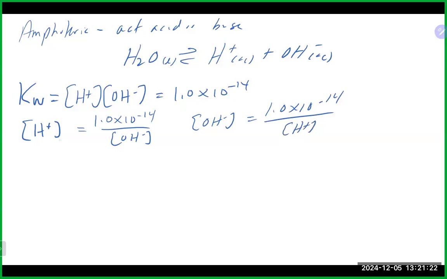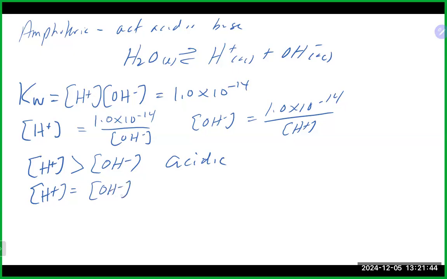We could use these concentrations to compare and see if it's acidic, basic, or neutral. If our H plus concentration, which means our acid part, is greater than our OH minus concentration, or base part, of the solution, it is going to be acidic. If our H plus concentration is equal to our OH minus concentration, then it is going to be neutral. And lastly, if our H plus concentration is not as big as our hydroxide or base part, it will be basic.